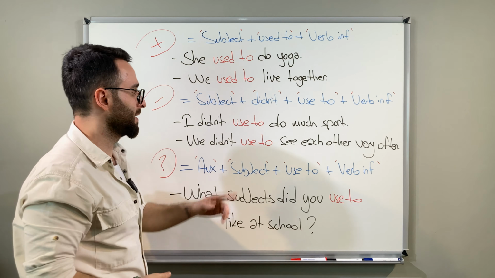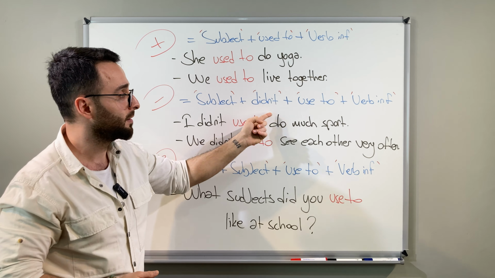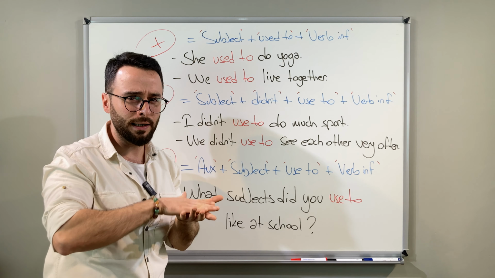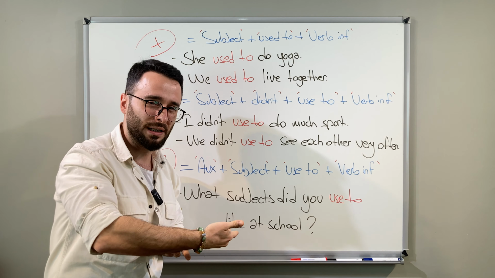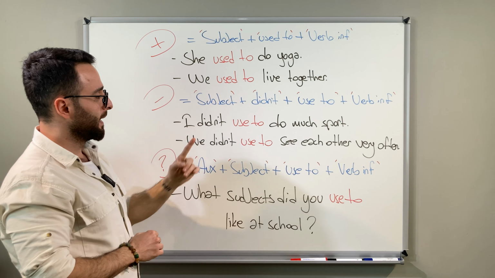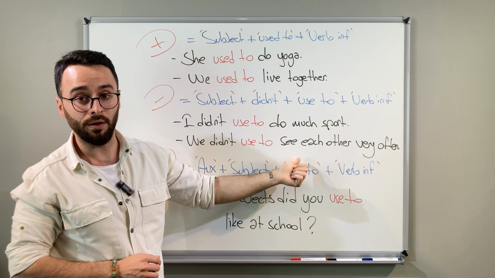How about the negatives? This time, we use subject, and after that, didn't, used to, without the d, don't forget that, right? When it comes to negatives and questions, we drop the d, we don't use that. And verb infinitive, like I told you. I didn't used to do much sport, or we didn't used to see each other very often.